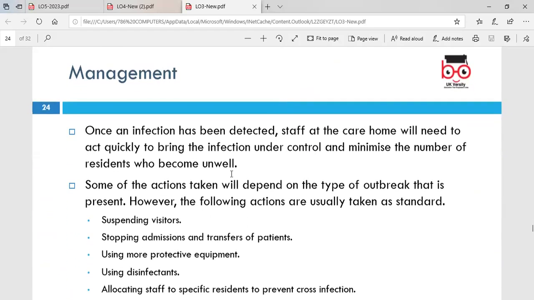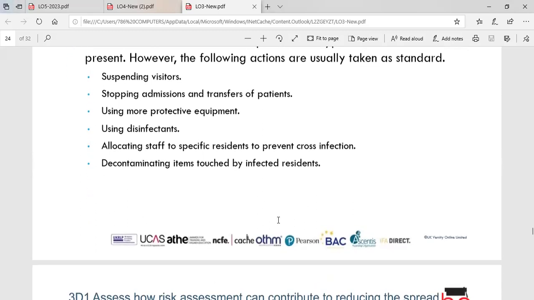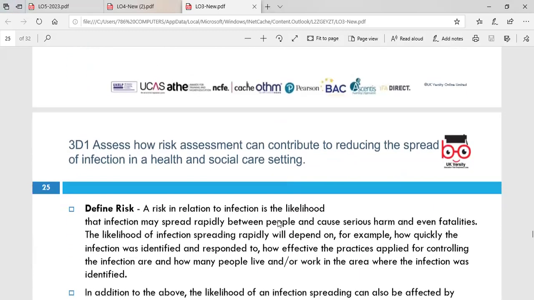Management, again: once the infection has been detected through any technique mentioned earlier, you'll have to manage and control it, and minimize the number of residents who become unwell. So you're limiting the spread of infection. You're suspending visitors from attending that place. You're stopping admissions and transfers of patients so that they're not spreading the infection, using more protective equipment, using disinfectants, allocating staff to specific residents to prevent cross-infection, and decontaminating items touched by infected residents.